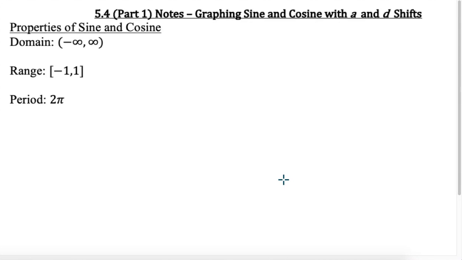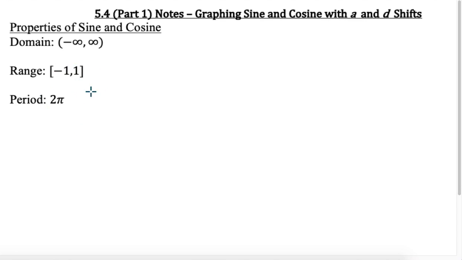All right, we are going to start to dive a little bit deeper into graphing sine and cosine. So in this video, we're going to start to shift those graphs. But first, just to reiterate, a couple of things we already talked about. The domain of both sine and cosine is all real numbers, or negative infinity to positive infinity, because these graphs are periodic. They continue on forever in both directions. The range is just -1 to 1, including both of those values, and the period is 2 pi.